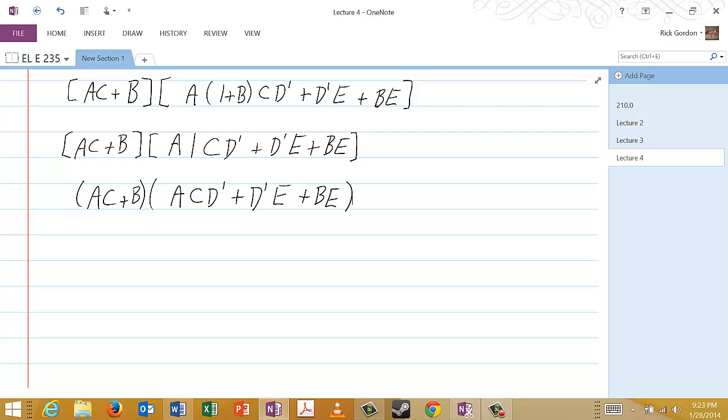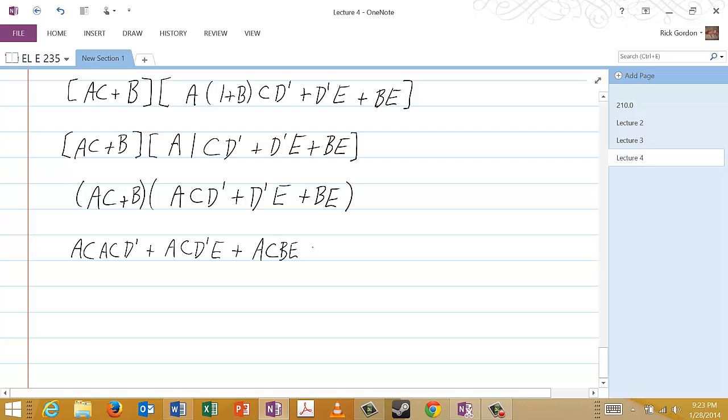So indeed this is a tedious problem, but it gives you practice with this algebra. So try to be patient. We won't do many problems that are this tedious, but it is good practice. So now multiplying this out, we have AC D prime, or AC D prime E, or ACBE, or BACD prime, or BD prime E, or BBE.